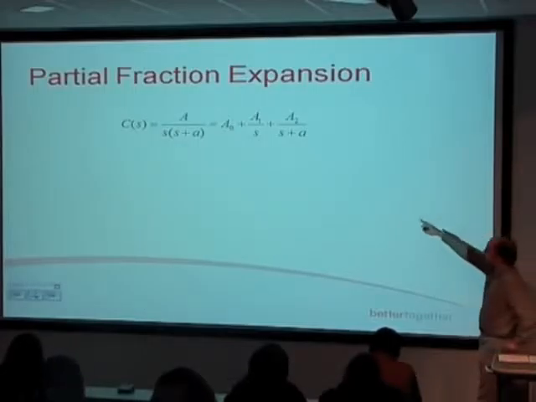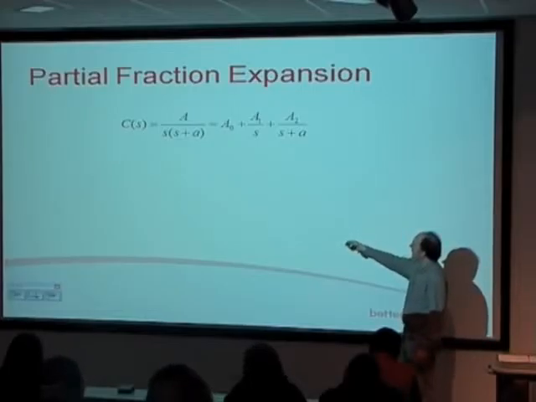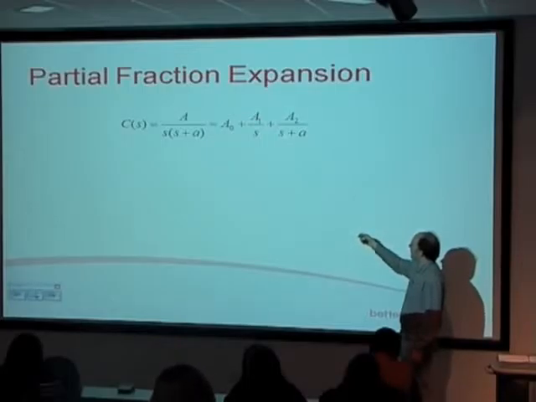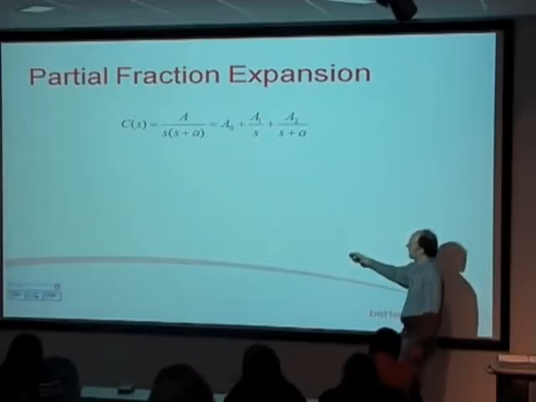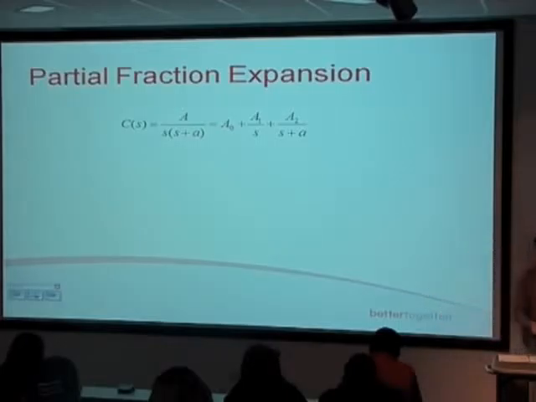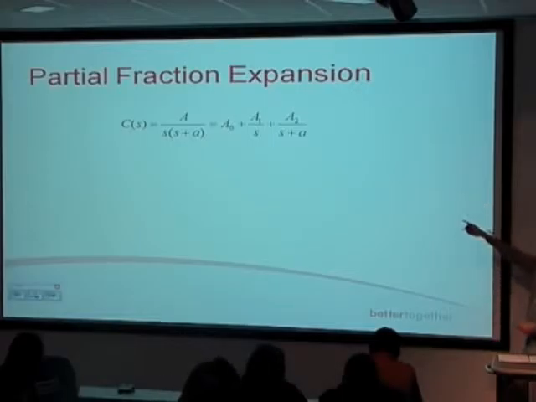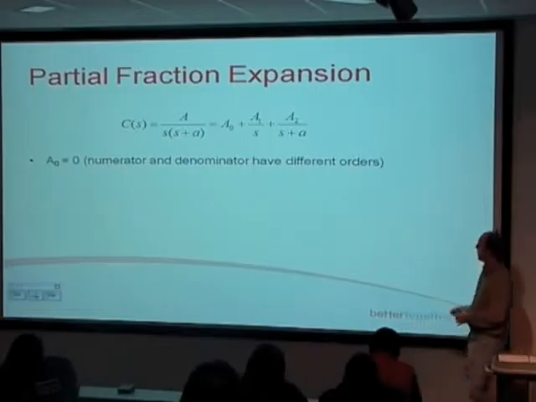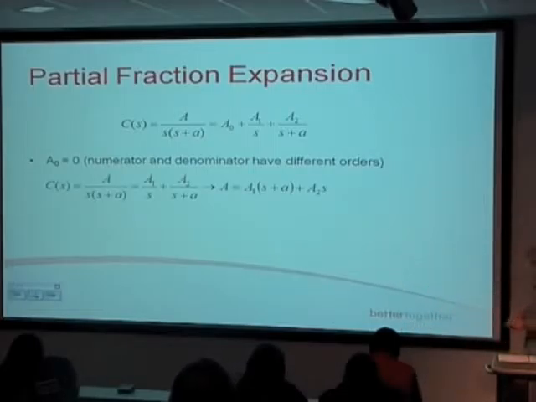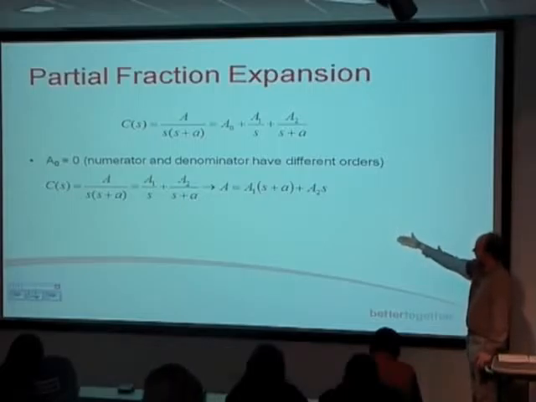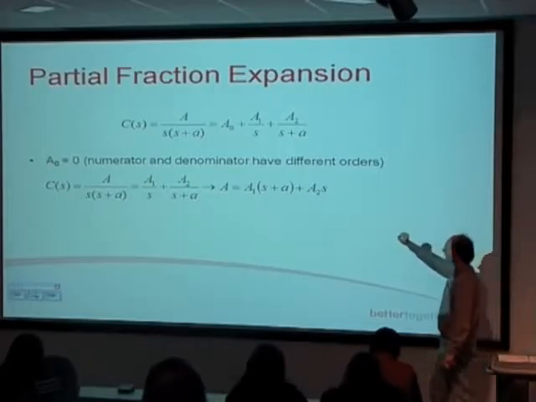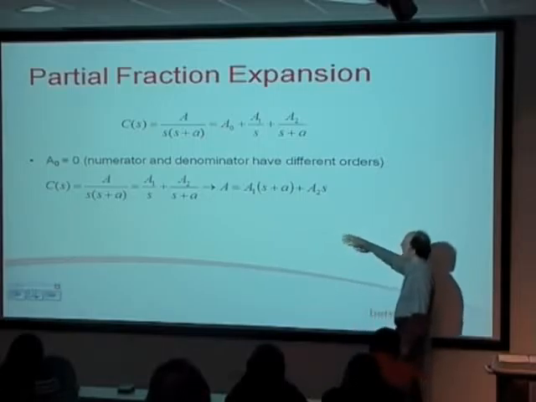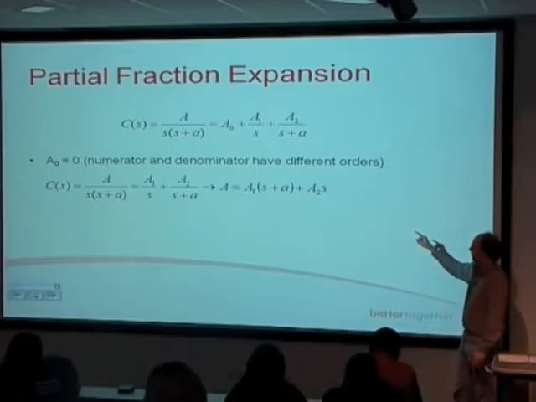Okay, so you can separate the denominator of the fraction. You see here that this function is going to be equal to some term over s plus some term over s plus a. Generally, if the denominators are different orders, so there's s squared in fact in this case, and nothing on the top, then a0 will end up coming out to be 0. So we can say that C of s is A upon s times s plus a, and that's equal to a1 over s plus a2 over s plus a.